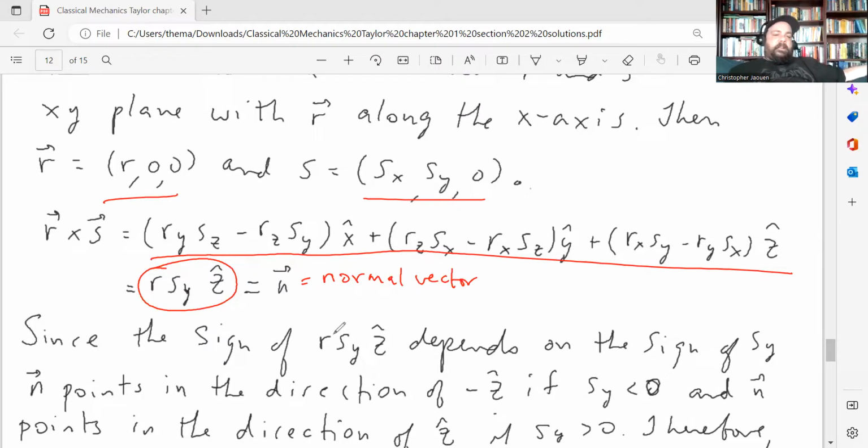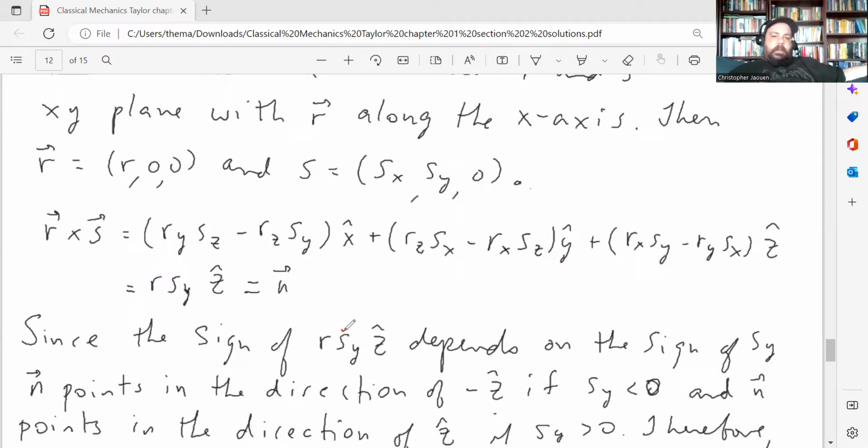Or it's a normal vector. Okay. We haven't proved that that property is true yet, but we will in a minute. So let's show that the right-hand rule is satisfied first.